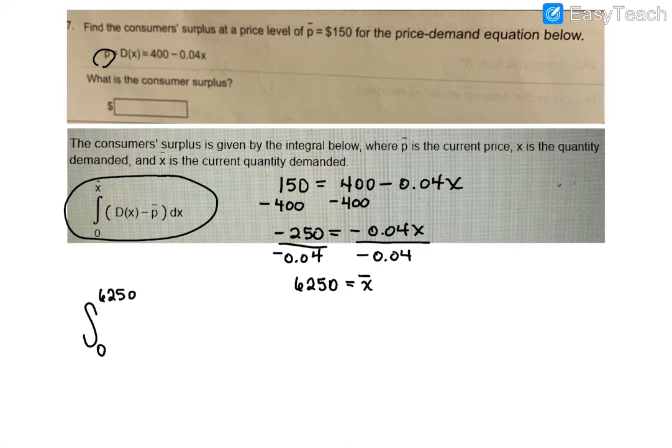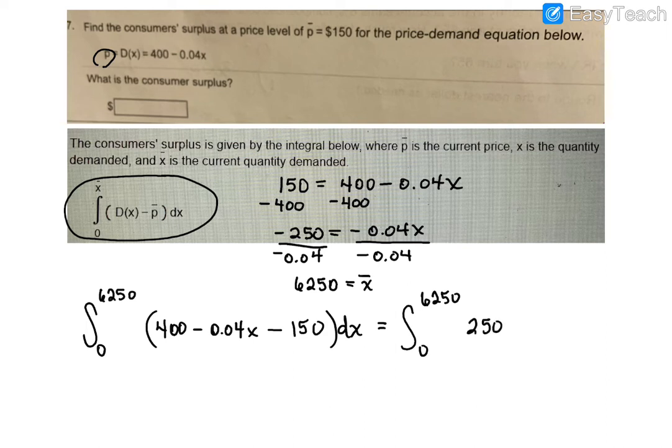So now using my formula for consumers surplus, I'm going to integrate from 0 to 6,250. My d of x equation is the 400 minus the 0.04x. And then from that, it says we're going to subtract P bar, which they told me was 150. And then that is with respect to x. So I'm going to actually go ahead and combine those constants real quick. So there's my integral. 400 minus the 150 will leave me with 250. And then I have my minus 0.04x. And it's with respect to x.